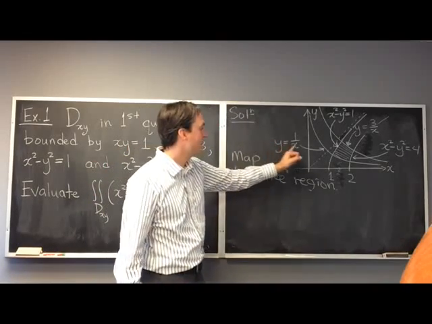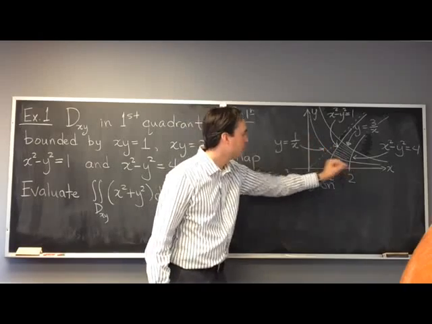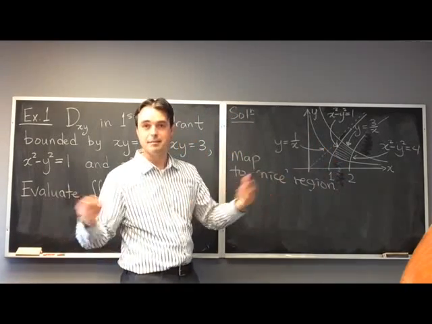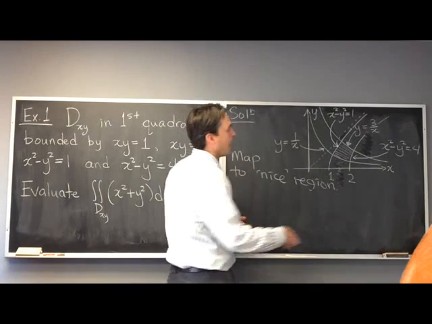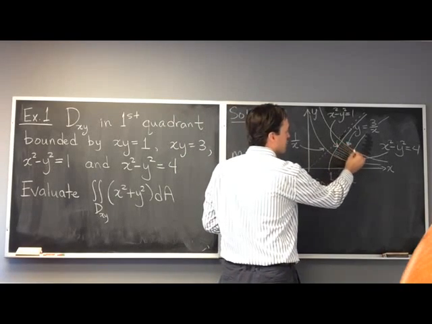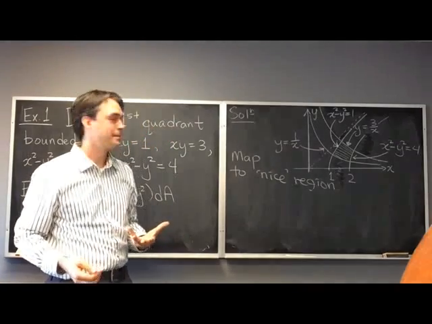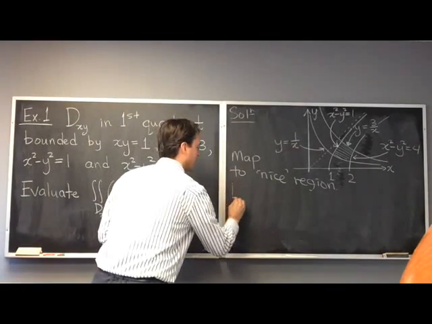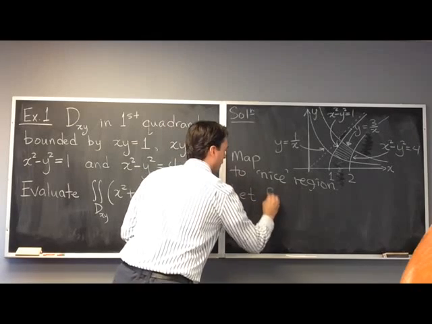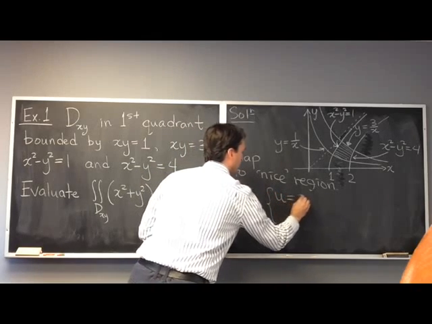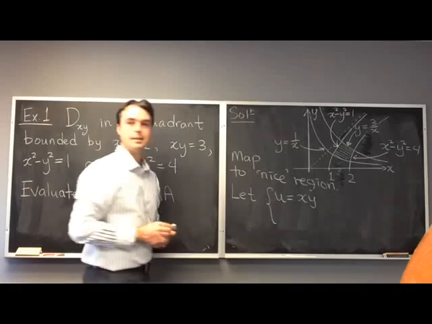So if we write that as x times y equals 1, this curve becomes u equals 1 if u equals xy. And that curve there is x times y equals 3. So then u equals 3 in the UV plane. So that's what we're going to do. We're going to let u equal xy.